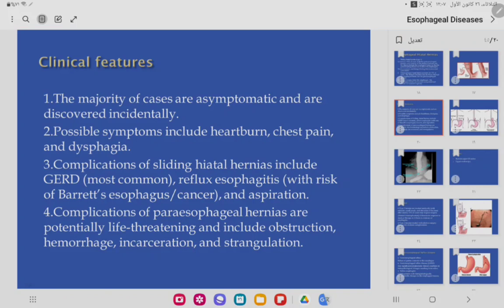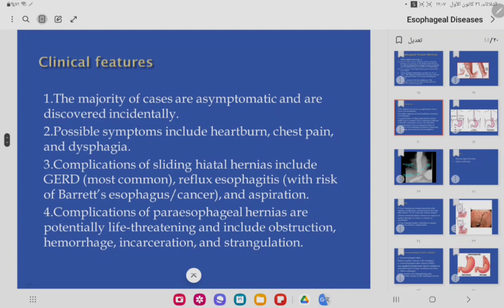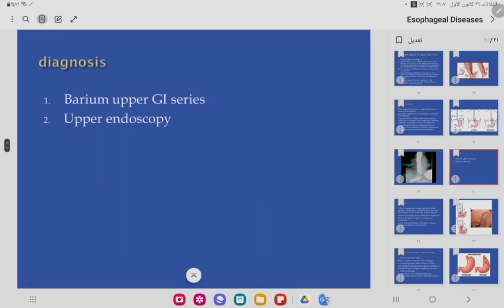Aspiration, paraesophageal hernias, they are at risk of obstruction, strangulation, incarceration, and hemorrhage. Next. Diagnosis. Number one, barium swallow or barium follow-through. Follow-through, we don't need it. Barium swallow, barium upper GI series and upper endoscopy.